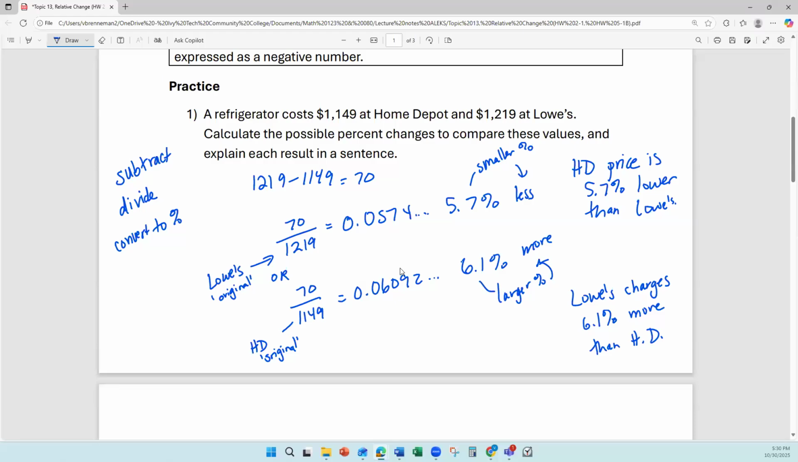What you cannot do is interchange those percentages. So you can't say 6.1% less or 5.7% more. That would be incorrect.